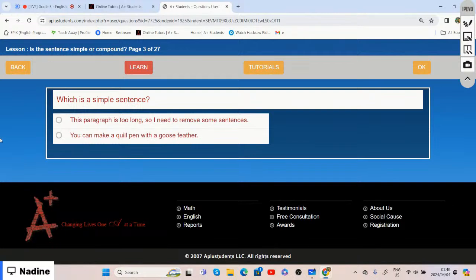Remember, a simple sentence only has one subject and one predicate. A compound sentence has two simple sentences that are joined by a comma and a coordinating conjunction. Coordinating conjunctions are words like and, but, or, so.